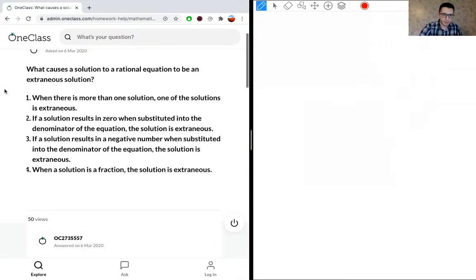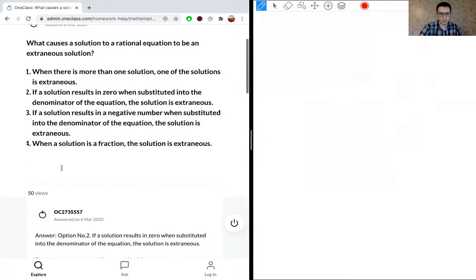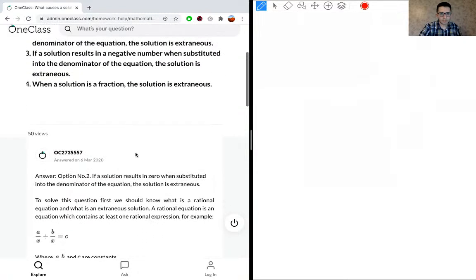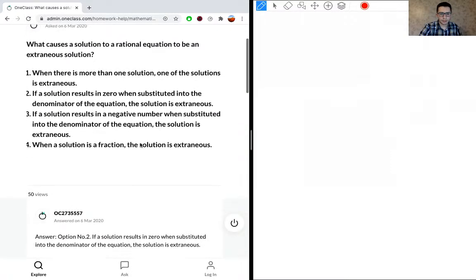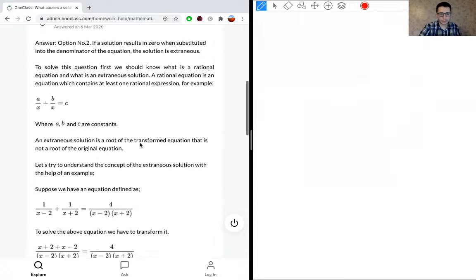Okay, so the first option is when there is more than one solution, one of the solutions is extraneous. If a solution results in 0 when substituted into the denominator of the equation, the solution is extraneous. If a solution results in a negative number when substituted into the denominator of the equation, the solution is extraneous. And then when a solution is a fraction, the solution is extraneous. So here we have 4 options. And then here it goes through an example.